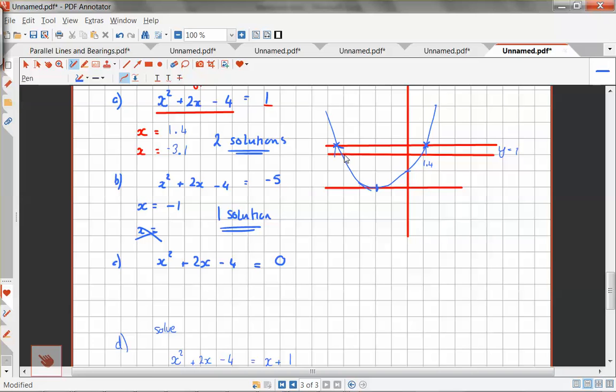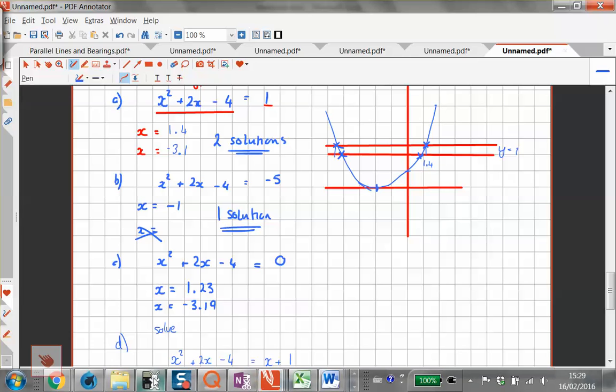All right. Have you found out where it's equal to 0? Everyone got the answers? So there's definitely two solutions, isn't there? Yes. So x equals 1.23 and negative 3.19. They're not the same answer, are they? Okay, do we all agree? No. Should we just check?